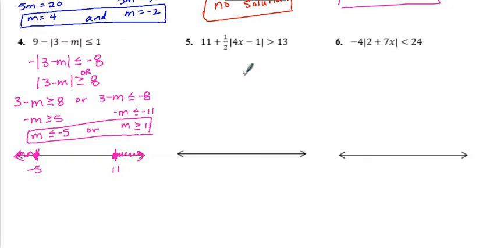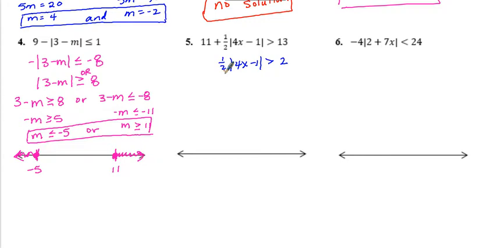Let's take a look at number 5. First step is to subtract 11 from both sides. Absolute value bars stay in place. And we do not distribute this 1/2. Absolutely not. What do we do to get rid of that 1/2?